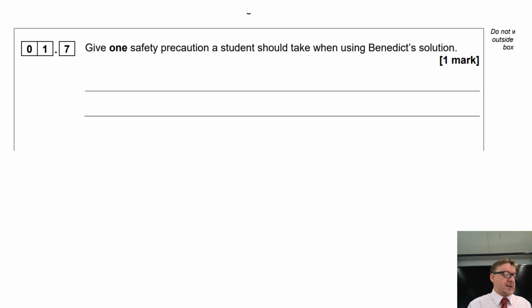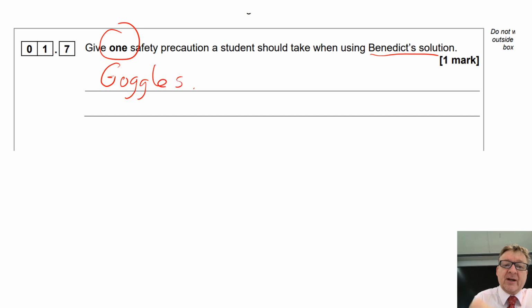Give one safety procedure when using Benedict's solution. Okay, one safety procedure. So what I'm going to do is I'm going to chuck in maybe 3. Okay, Benedict's solution. Now, I don't really know much about it, right? All it does is kind of tests for sugar. All right, so goggles. I'm sure if I get it in my eyes, it's never going to do me any good. You need to wash it up.